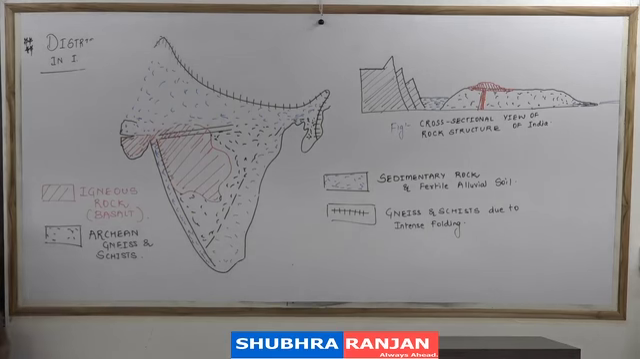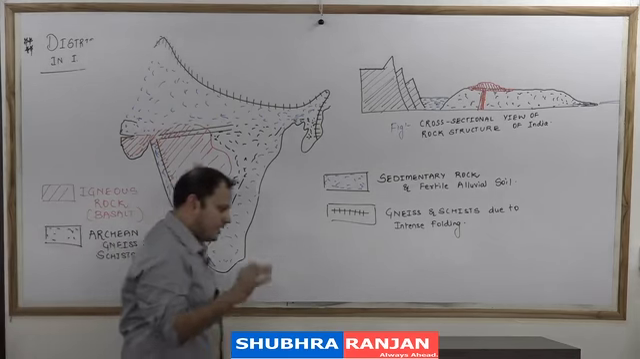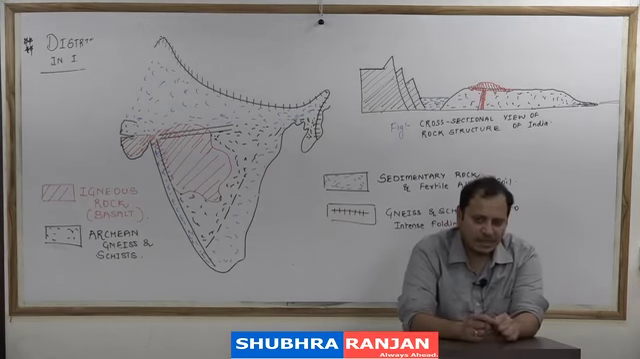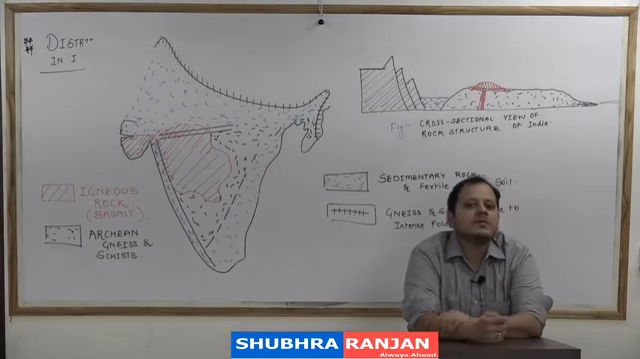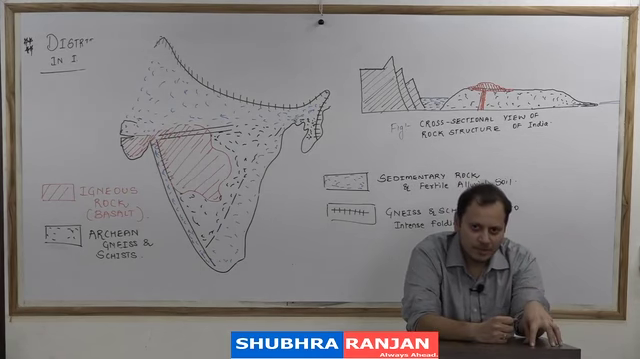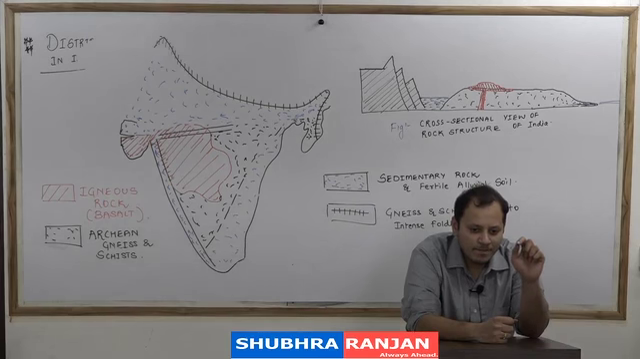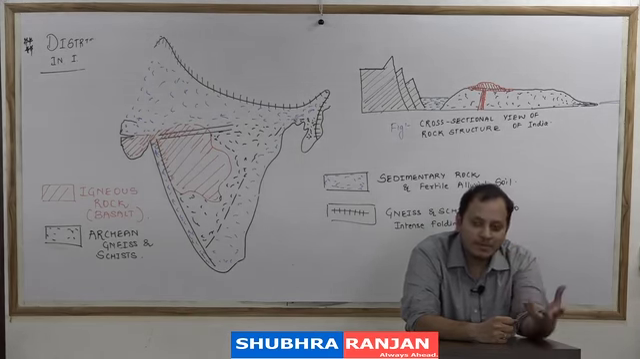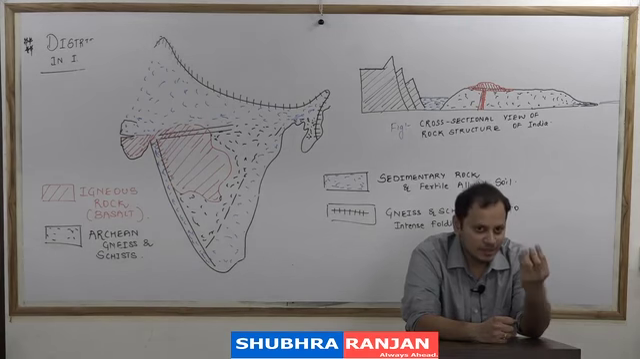Next, the Deccan lava plateau has basaltic rock. Maharashtra. Deccan lava plateau has basaltic rock. Why? Due to Reunion hotspot.